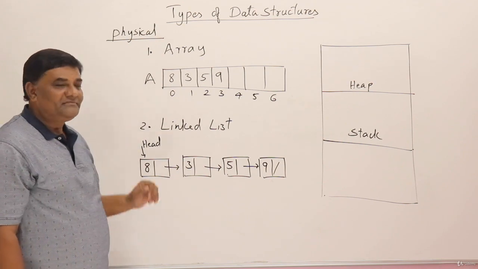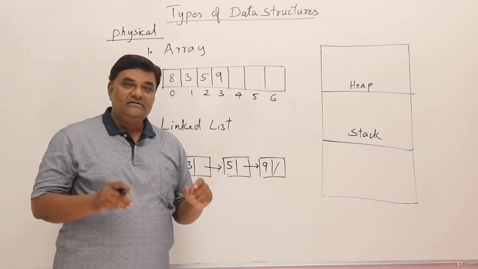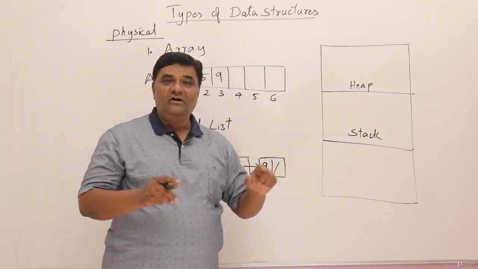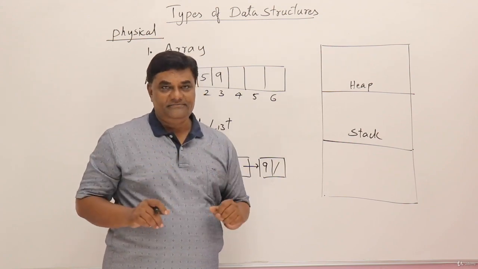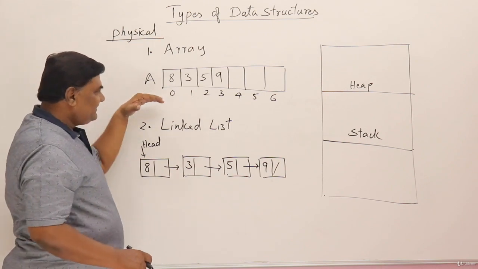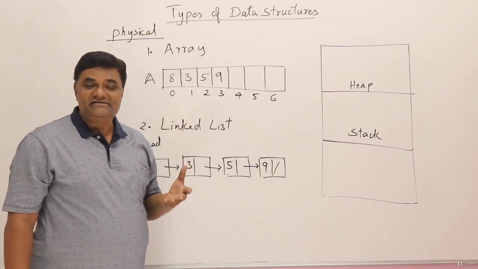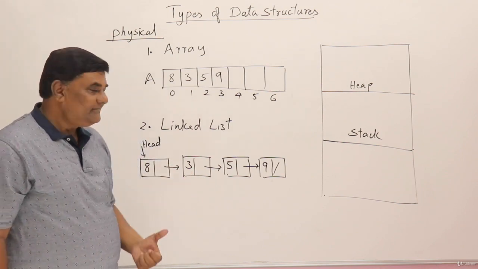Basically these are two. The first thing, why am I calling them physical? The reason is these data structures decide or define how the memory is organized, how the memory is allocated. So let us look at them one by one. This is an array. This is directly supported by programming languages, like it is there in C language and C++, and even in Java this is directly supported.